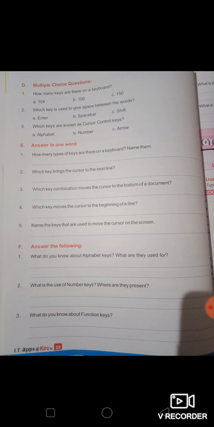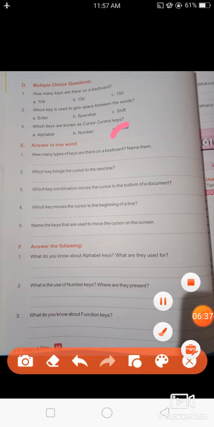Third is, which keys are known as the cursor control keys? Cursor control keys means the keys using which we can control the movement of the cursor. Those keys are also called navigation keys, right? Arrow keys are one of the navigation keys which we can use to control the movement of the cursor. So C is correct. Arrow keys are used to control the movement of the cursor. Okay, C in this, B in this and A in this.